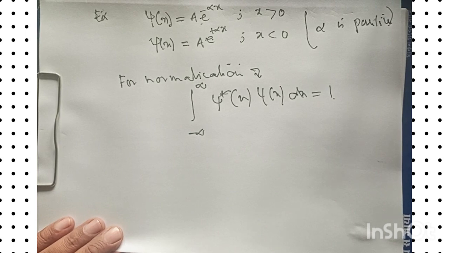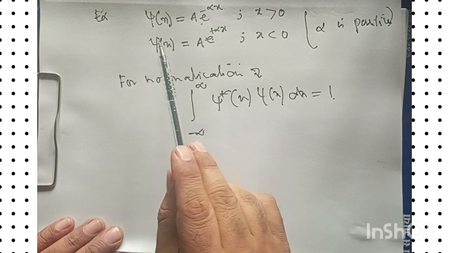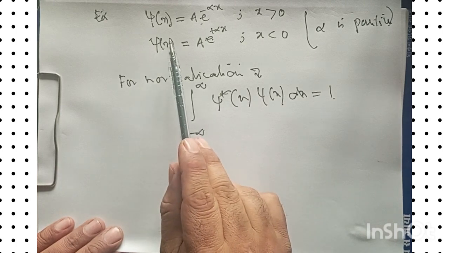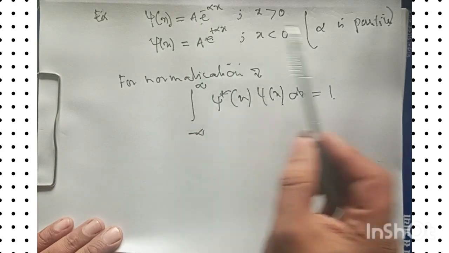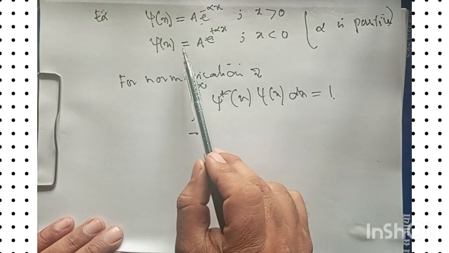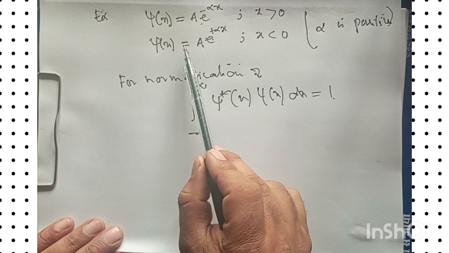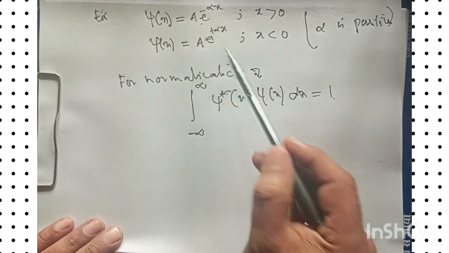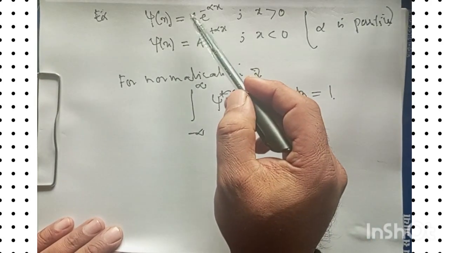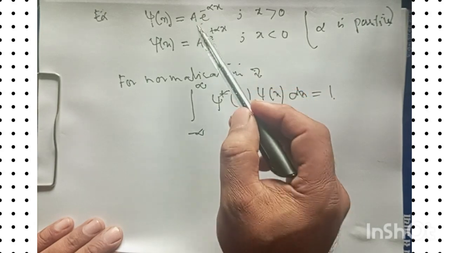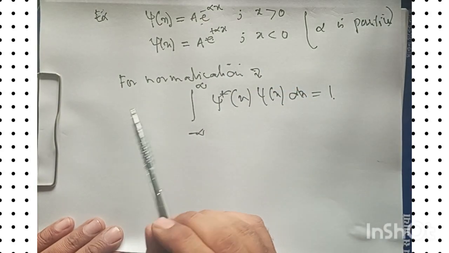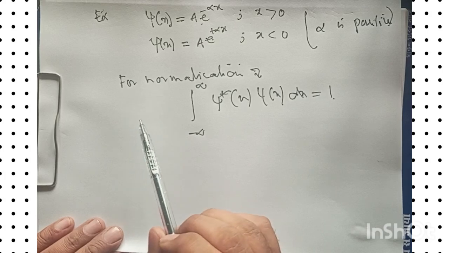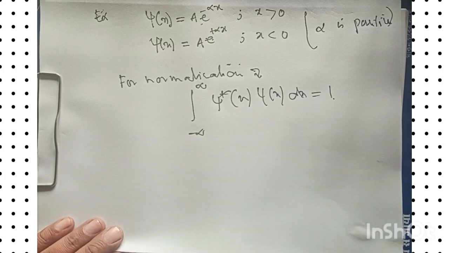Now, the function psi is real. It's a real function here. Alpha is positive and it's a constant. So psi star will give us the same value, and if you take the complex conjugate of a, that will give us a real number when we multiply the two a's.